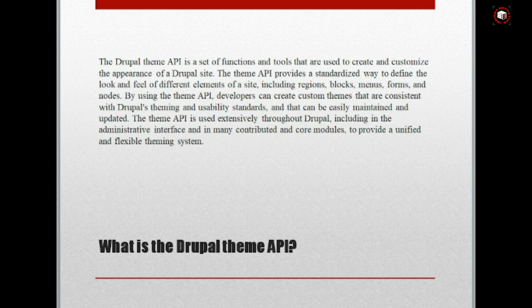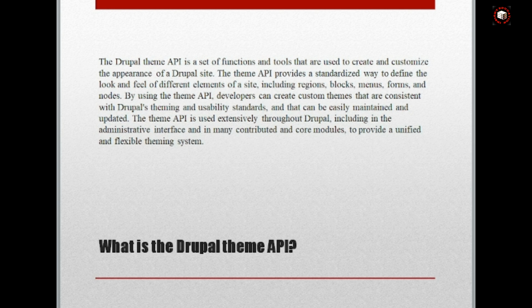Next, what is Drupal Theme API? Drupal Theme API is a set of functions and tools that are used to create and customize the appearance of a Drupal site. The Theme API provides a standard way to define the look and feel of different elements of a site, including regions, blocks, menus, forms, and nodes.